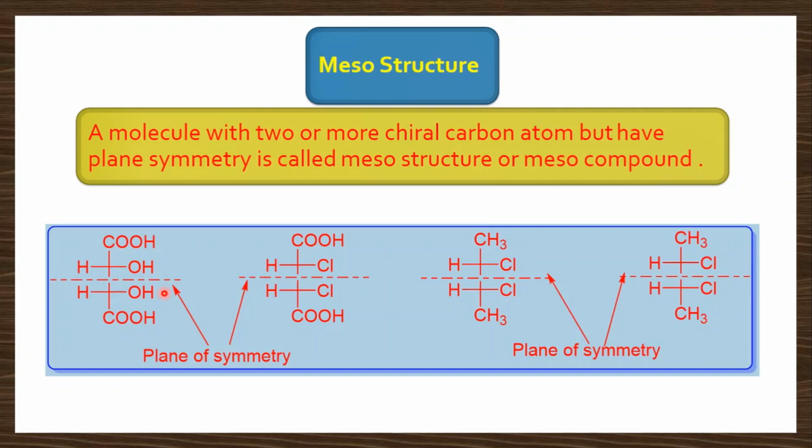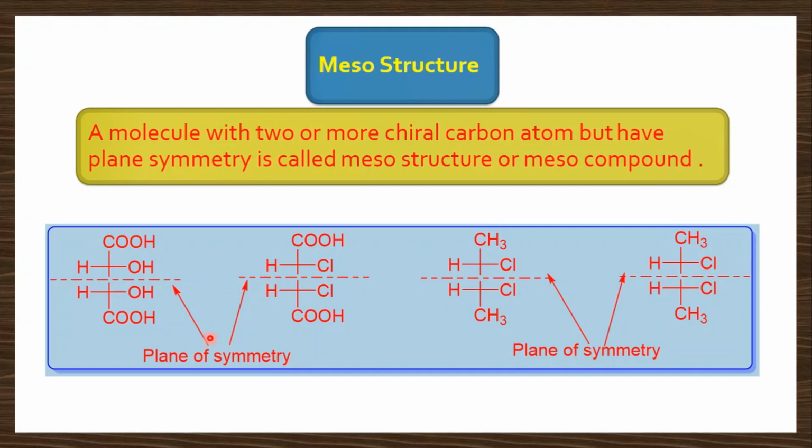They do not rotate plane polarized light. And this optical inactivity is due to internal compensation, because the problem is within the structure. That's why it's an internal problem. So the optical inactivity of a meso compound is due to internal compensation, because it has a plane of symmetry.